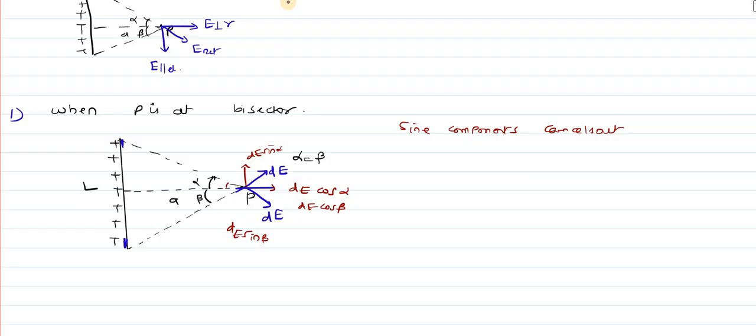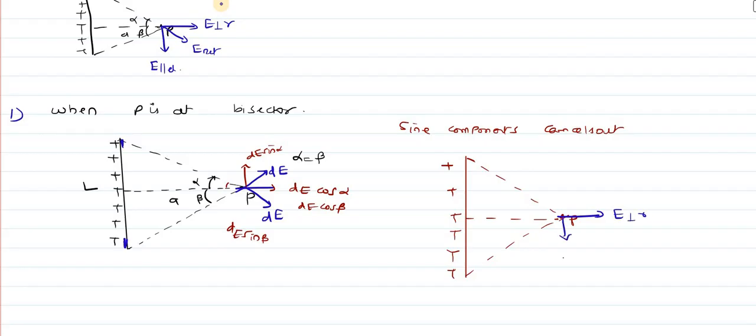Instead of doing all these things, you know that the parallel components cancel out. The electric field has two components. If I redraw the diagram this way, the point P is here. For this point P, we have one E perpendicular and another E parallel, correct? E parallel will not be there because the equal and opposite components cancel out. So only the perpendicular component will be there.